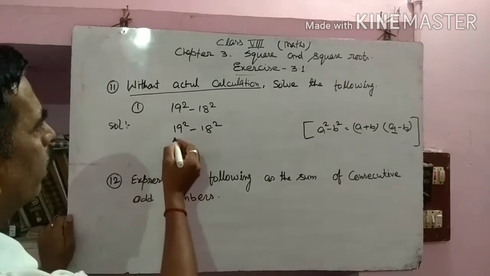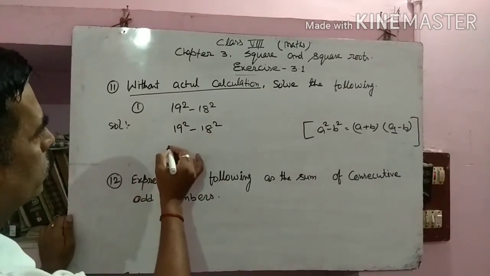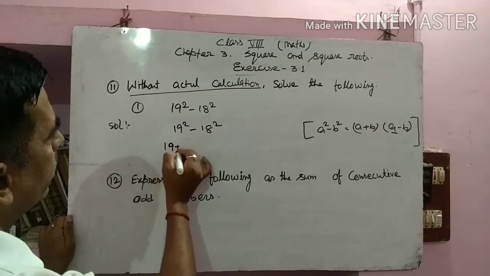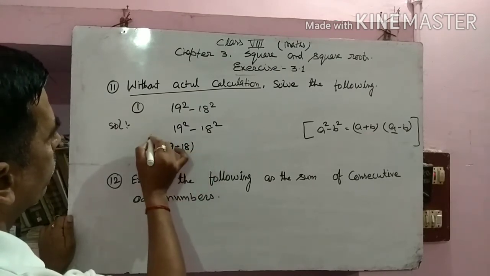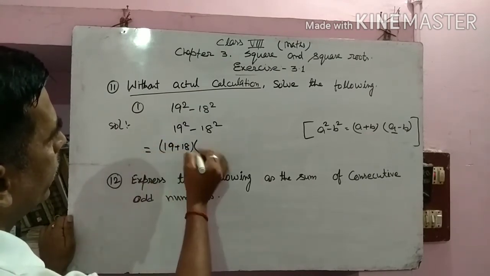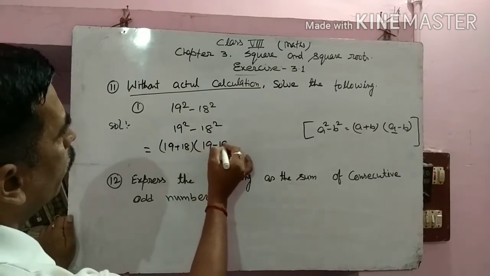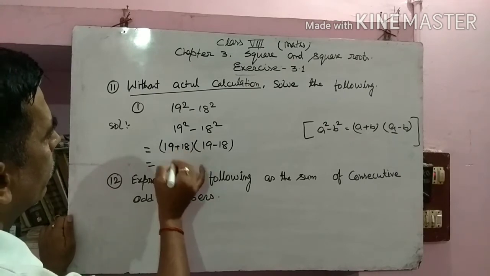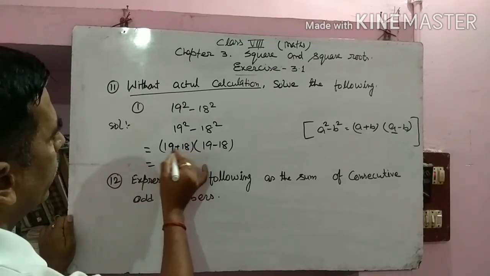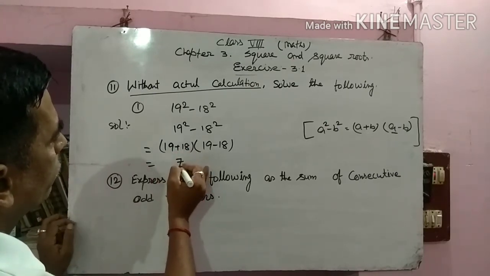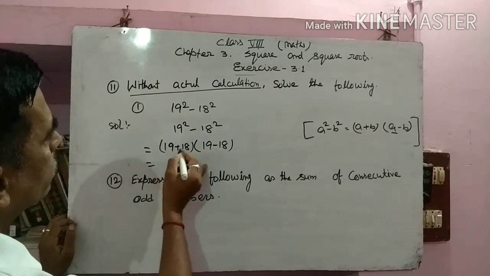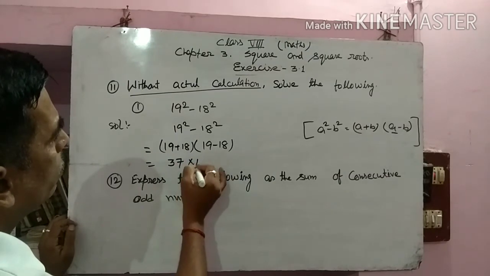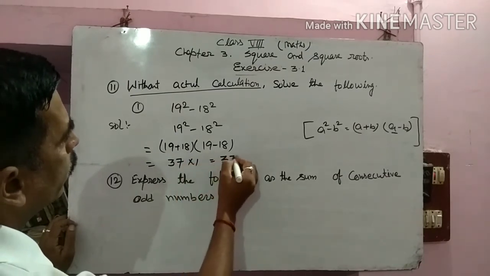Okay, so this is the form of a square minus b square. So what we have to write? A plus b means 19 plus 18 into 19 minus 18. What you get? 9 plus 8, 17, carry 1, 1 plus 1, 2, 1, 3. And here 19 minus 18 is equal to 1. So the result will be 37.